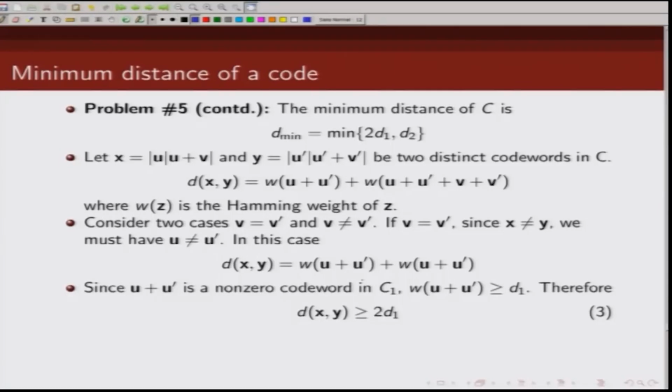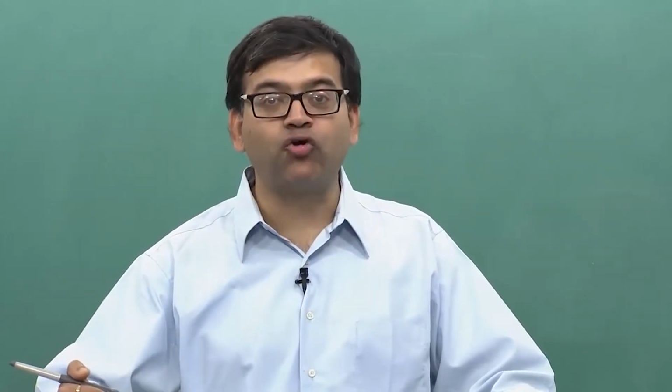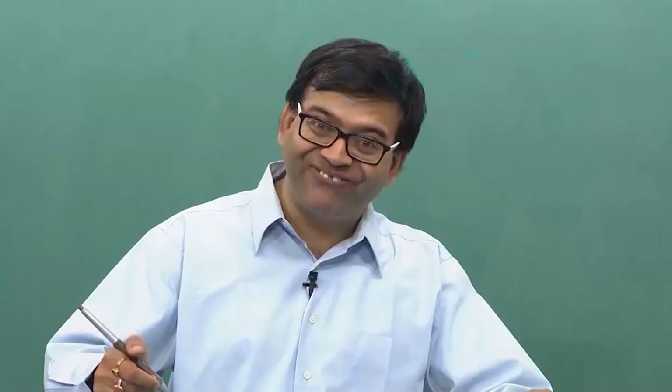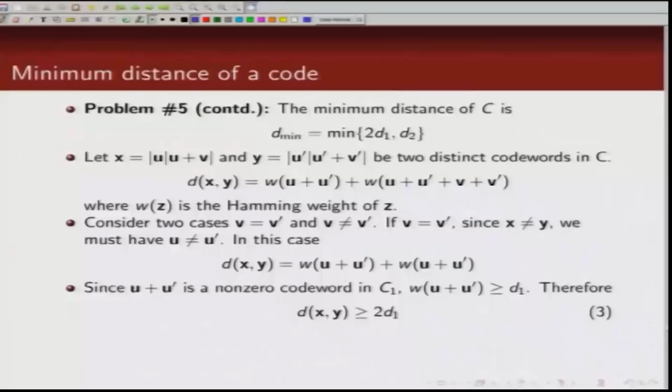u and u prime are two code words belonging to C1. The sum of two code words of a linear block code is another valid code word, so u plus u prime is going to be another valid code word. Then what would be the minimum distance of u plus u prime? It would be at least the minimum distance of the code C1, which is d1. So the Hamming distance between x and y would be greater than or equal to 2 times d1.